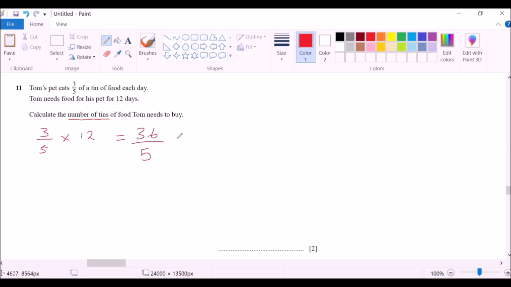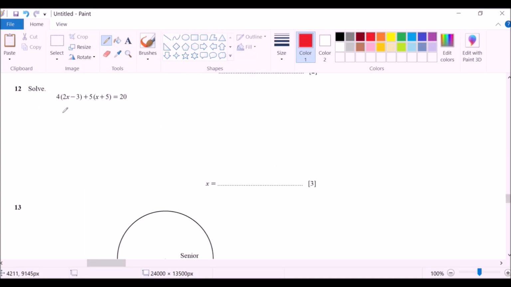5 into 36, 7 point, remember 1, 0, 5 into 10, 2. Number of tins are whole numbers. So we round up this number to 8 tins. So this is to the nearest whole number. So he needs 8 tins because he cannot buy 7.2 since number of tins are whole numbers or natural numbers.